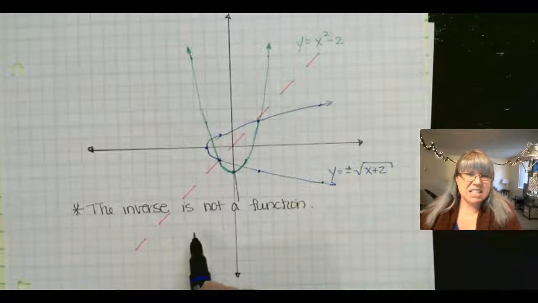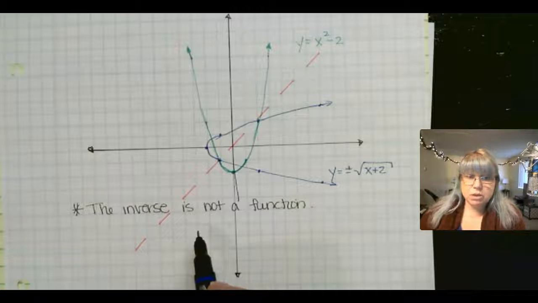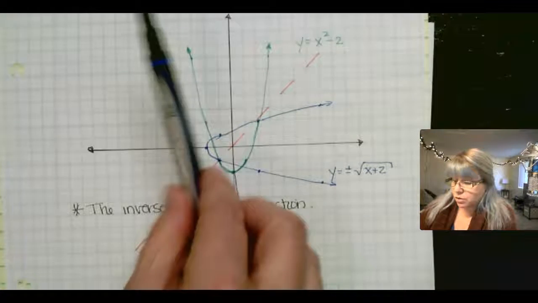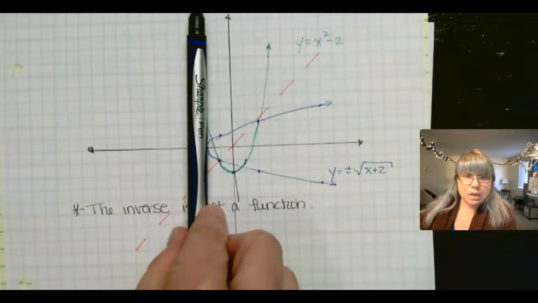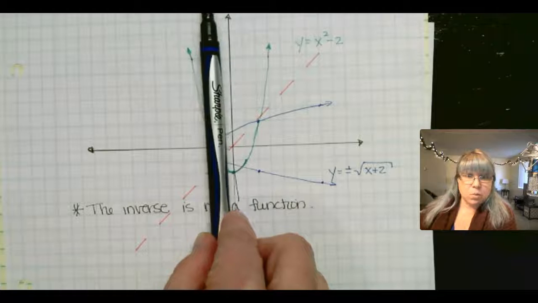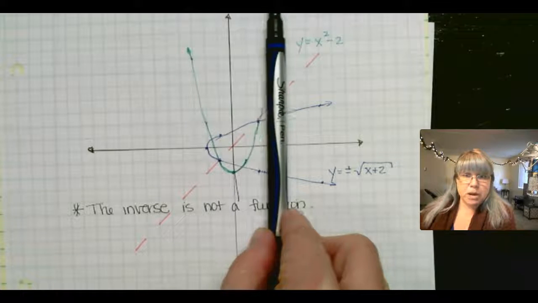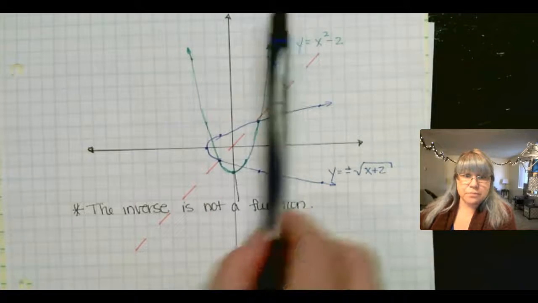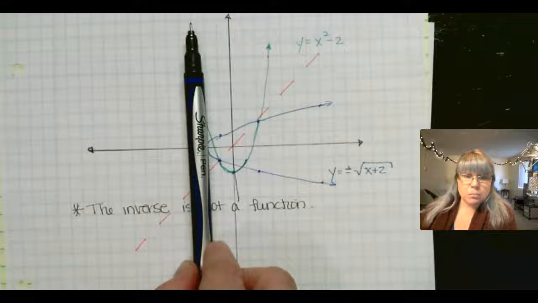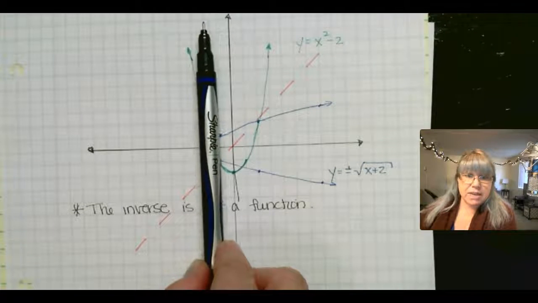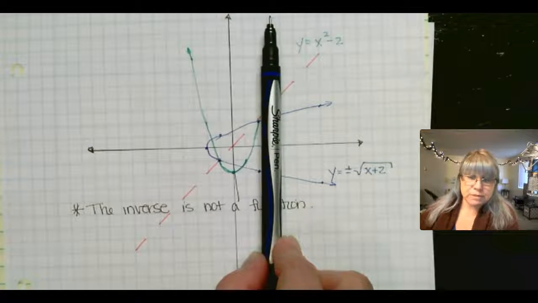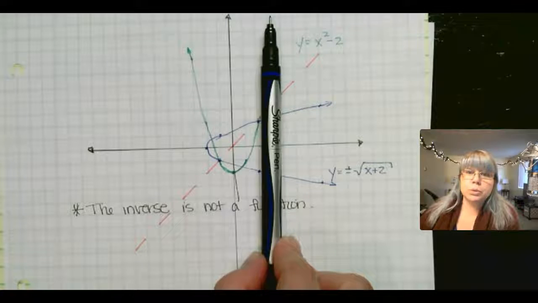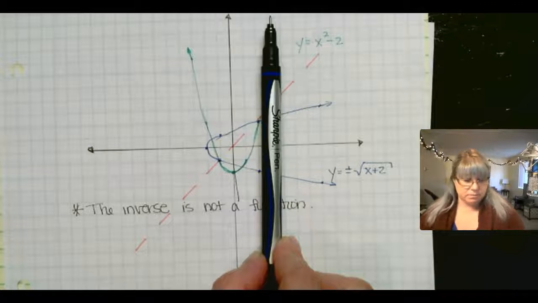Just keep in mind, sometimes the inverse is not a function. Remember, to be a function, you have to pass the vertical line test. Looking at the green and only the green, I hit 1 point, 1 point, 1 point, all the way through that whole function. Looking at the blue, I hit 1 point, but as soon as I get off of that, I hit 2 points, 2 points, 2 points. Therefore, the blue equation is not a function. The inverse is not a function.